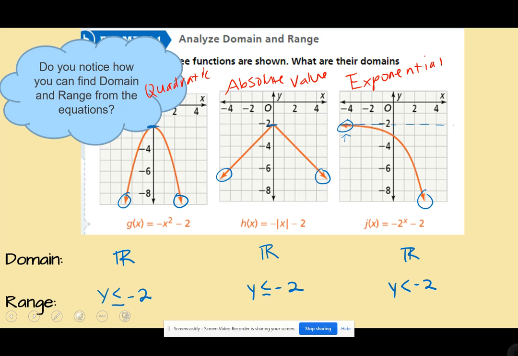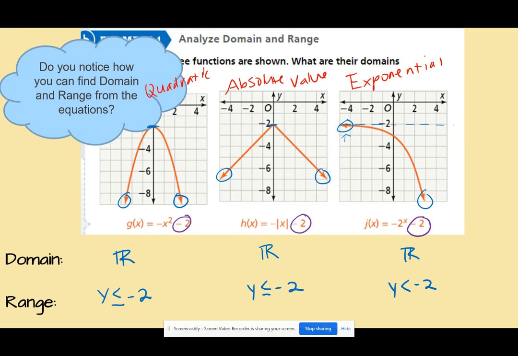Do you guys notice how you can find the domain and range from the equations without looking at the graphs? You might have seen a pattern. If you notice, our range for all three was negative 2, and the constant values in the equations were all negative 2. So that is a clear indication of what your range is going to be. And we'll talk about that a little bit more when we go over our transformations in a few lessons.